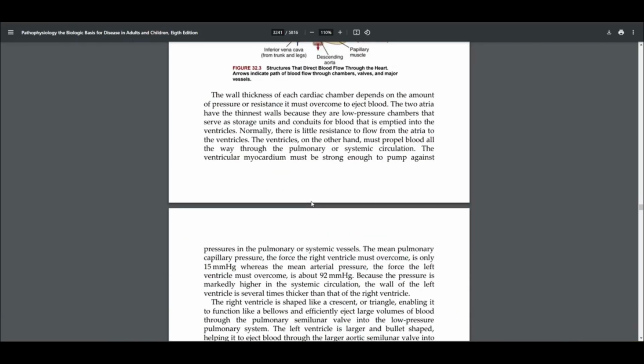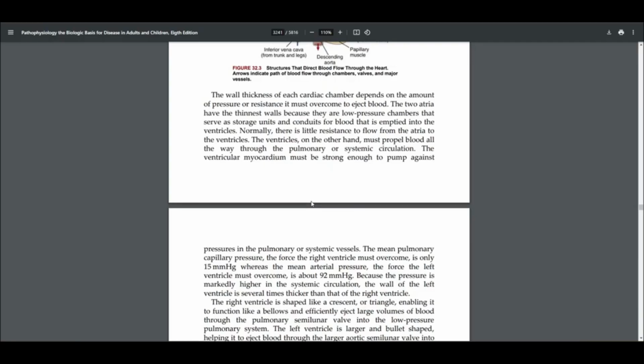Moving on. The wall thickness of each cardiac chamber depends on the amount of pressure or resistance it must overcome to eject blood. The 2 atria have the thinnest walls because they are low-pressure chambers that serve as storage units and conduits for blood that is emptied into the ventricles. Normally, there is little resistance to flow from the atria to the ventricles. The ventricles, on the other hand, must propel blood all the way through the pulmonary and systemic circulation. The ventricular myocardium must be strong enough to pump against pressures in the pulmonary or systemic vessels.